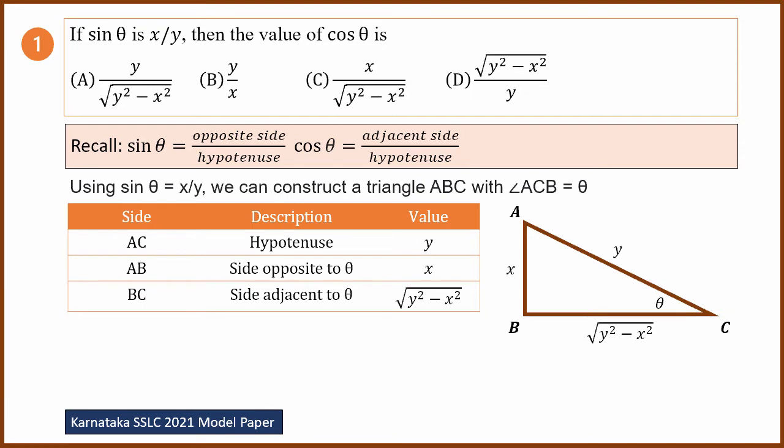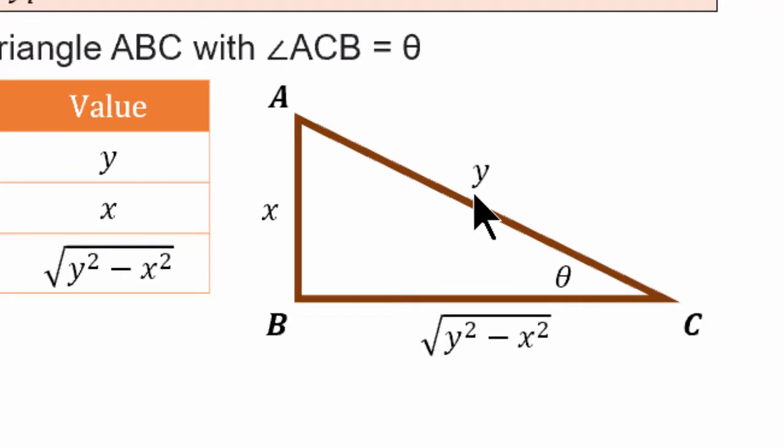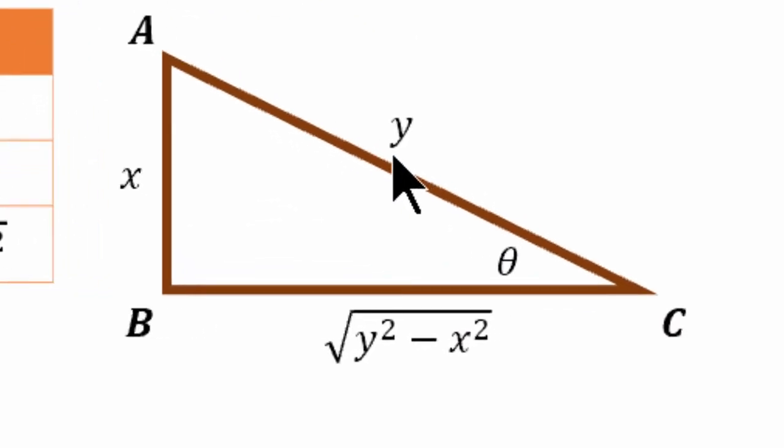Then we will draw a triangle ABC. So what kind of a triangle? It's a right angle triangle, right angled at B. Let's call ACB as theta. Then we can say that hypotenuse is y. Why? Because sine theta is given as x divided by y, which means x can be the opposite side and y can be the hypotenuse. So sine theta is x divided by y.